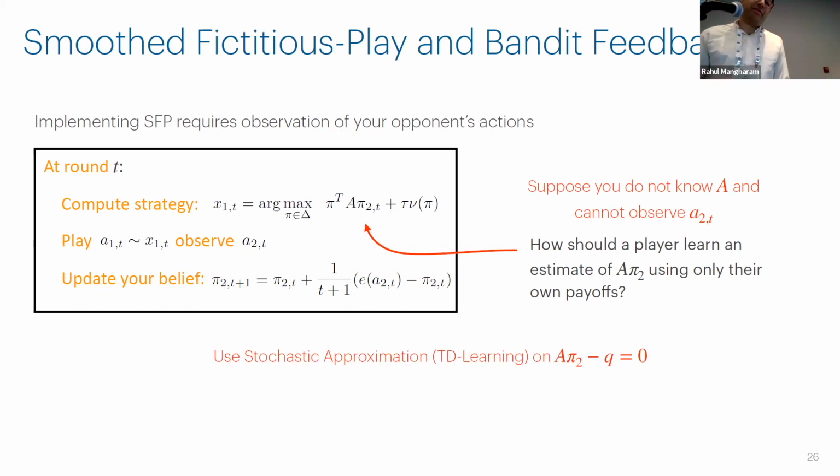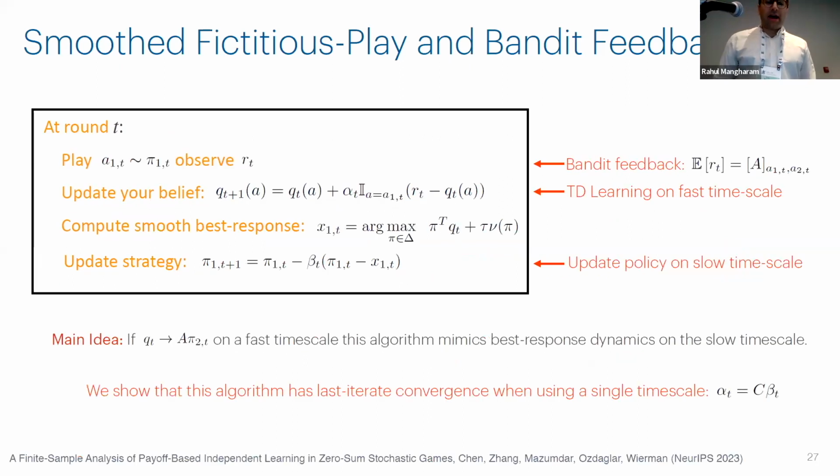So in zero-sum games, it's kind of easy. What we could do is just use stochastic approximation or TD learning on A pi 2 minus Q on this kind of fixed point here. And so this gets us into this framework of smooth fictitious play, which uses bandit feedback, where around T, what you do is you play your action to the environment, you observe now your reward, you update your belief over your marginalized payoffs, and you smoothly best respond to that, and then you smoothly update your strategy.